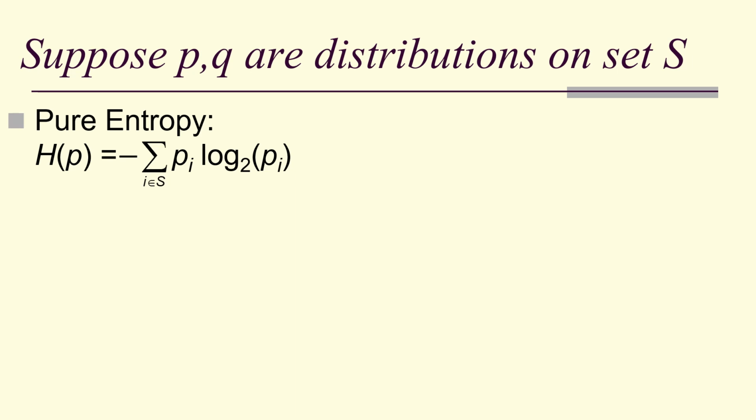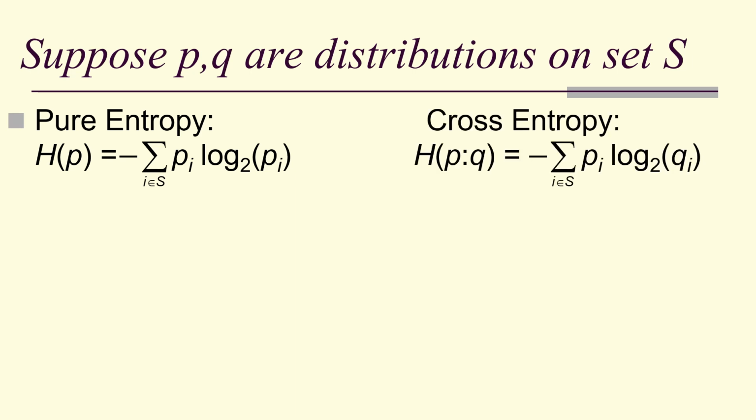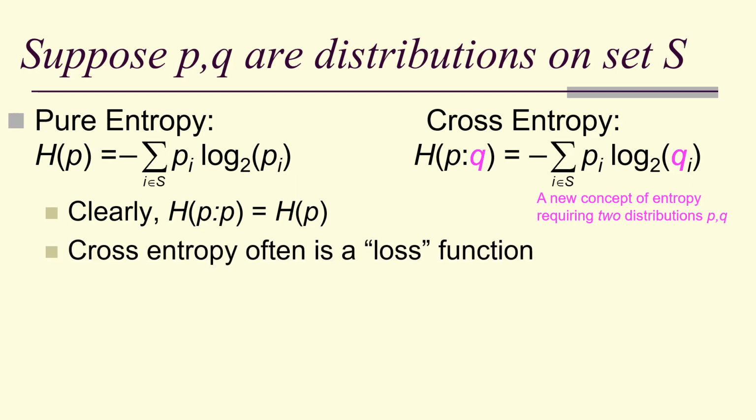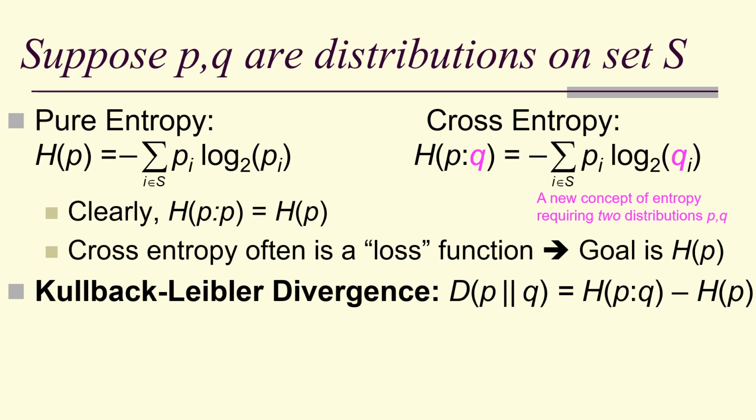We've defined pure entropy for one distribution. Now let's define cross-entropy, which requires two distributions. Clearly, the cross-entropy of P with itself is just the pure entropy, and cross-entropy is often used as a loss function, the goal being to end up with the entropy of just P.